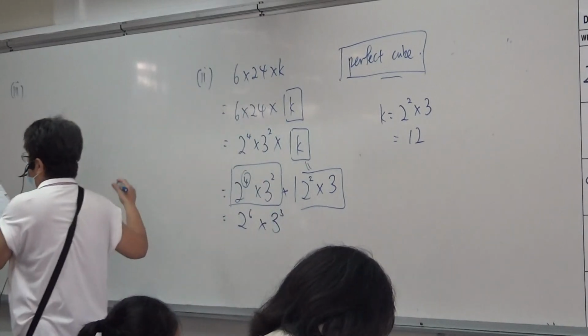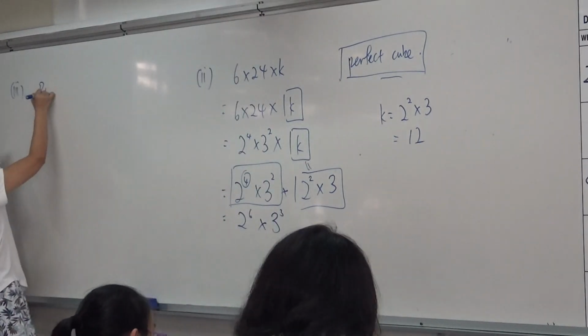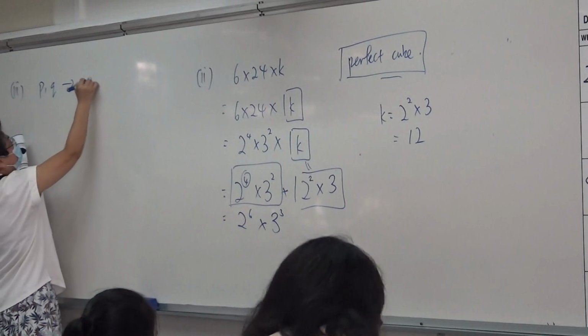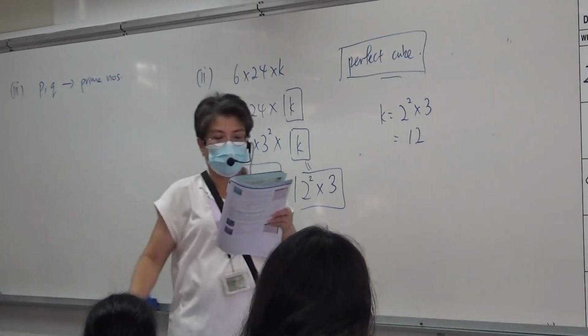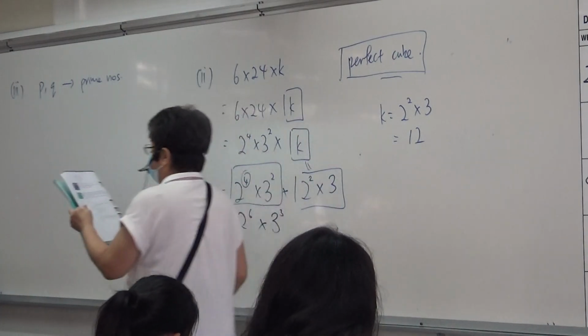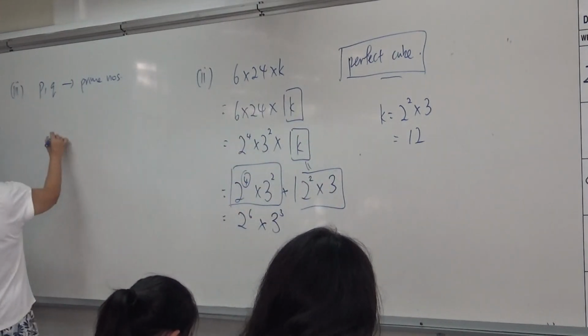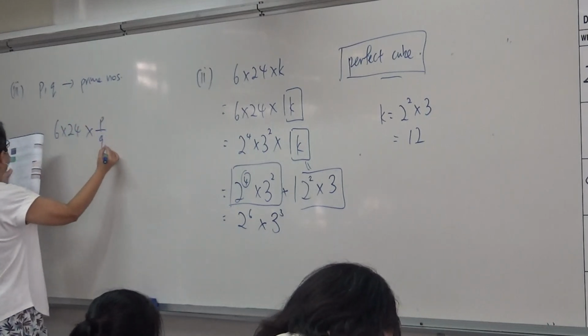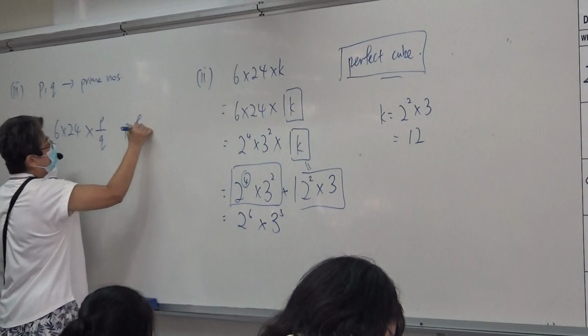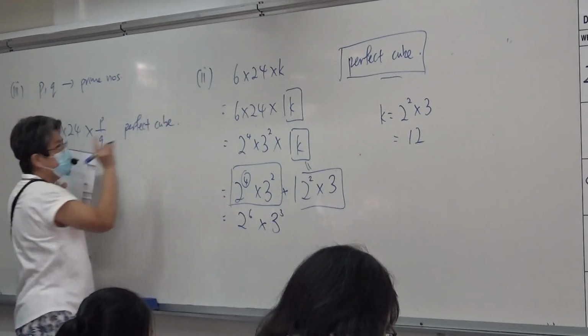P and Q are both what? They are prime numbers. Must bear in mind first. Okay? Find the values of P and Q so that 6 times 24 times P over Q is a perfect cube. Now more challenging.